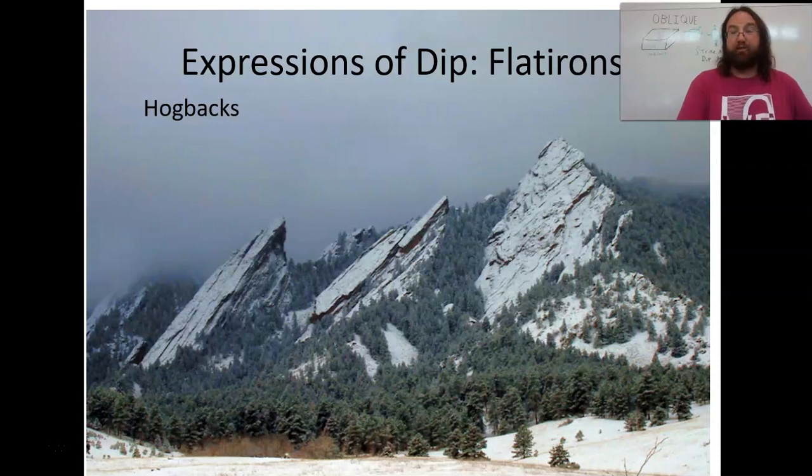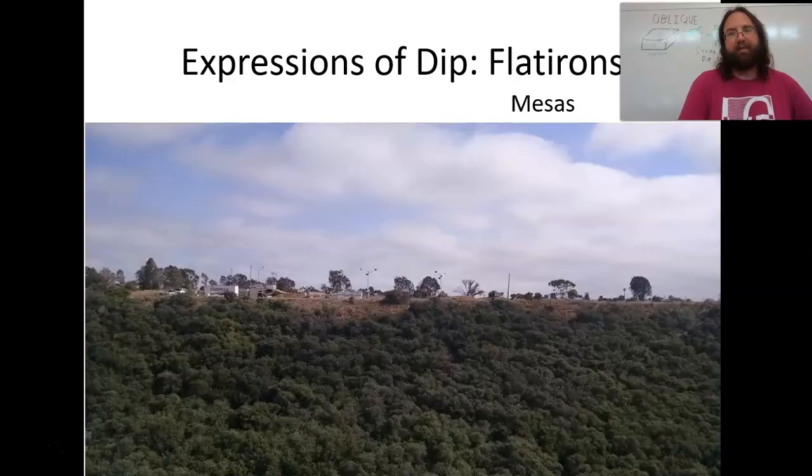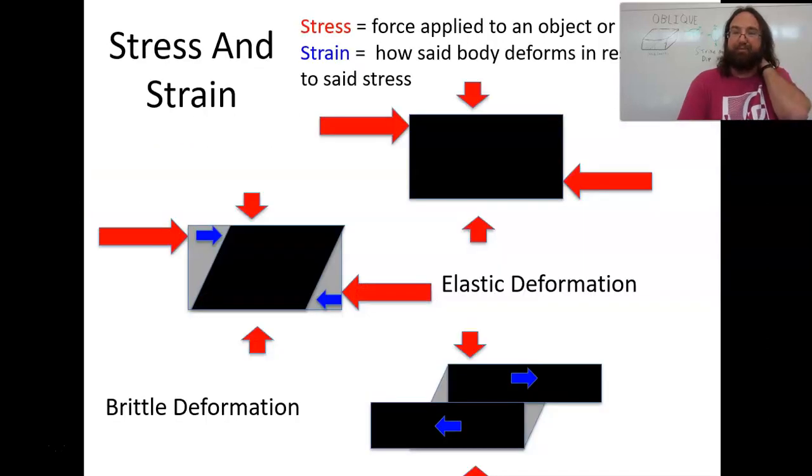So a couple expressions of dip, just to review. You got your hogbacks. This is Front Range, Colorado, near Boulder. Locally, in San Diego, we have these cuestas. These are really, really tiny flat irons. And of course, once again, our mesas. This is pretty much horizontal sedimentary rock, and yeah.